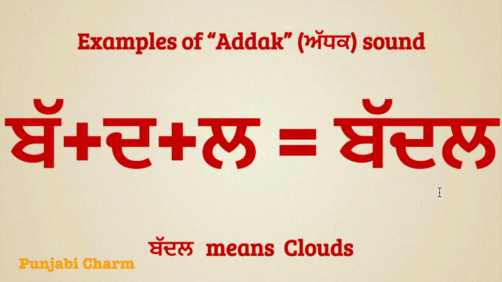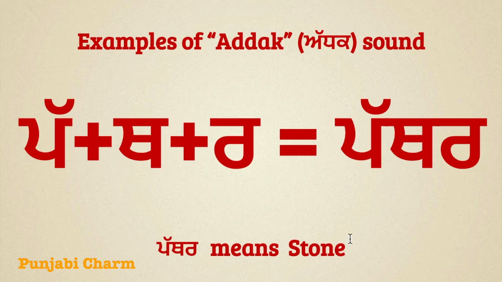The next word is baddal. Baddal means clouds. And to read this word, we can say babbenu Addak ba, dadda mukta da, lalla mukta la, baddal. You can repeat after me. Baddal. Let's check out next word. The next word is patthar. Patthar means stone. And to read this word, we can say pappenu addak pa, tatha mukta tha, rara mukta ra, patthar. You can repeat after me, patthar. Let's check out next word.